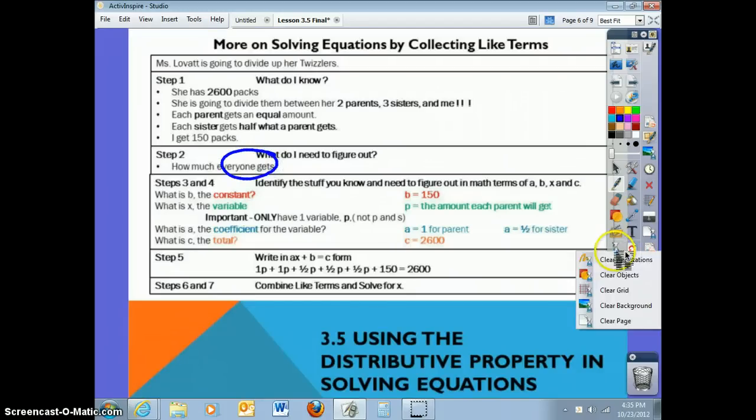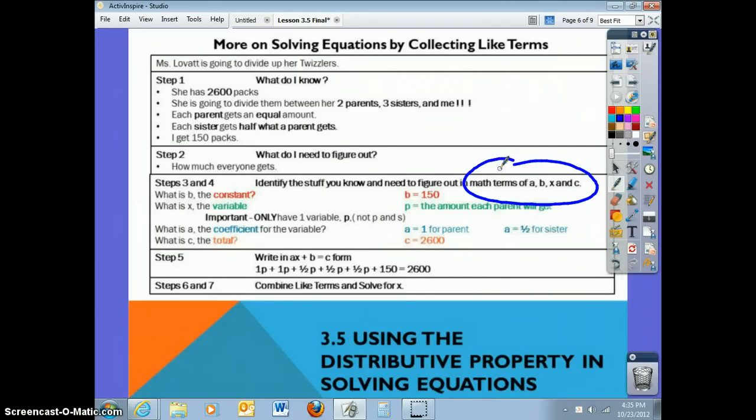Okay, so now we take what we know and what we need to figure out, and we identify them in math terms of a, b, x, and c. So the constant is 150, how much we're going to get. The variable is p, and that stands for parent, because one parent is going to get as much as the other parent, but the p also stands for the sisters, not p and s. And the way we're going to make that p stand for both the parents and the sisters is by the coefficient. The coefficient for the parent is going to be 1, and the coefficient for the sister is going to be 1/2 or 0.5. So that allows us to have one variable and stand for both of those situations. And then the last thing to identify is the total, which is 2600.